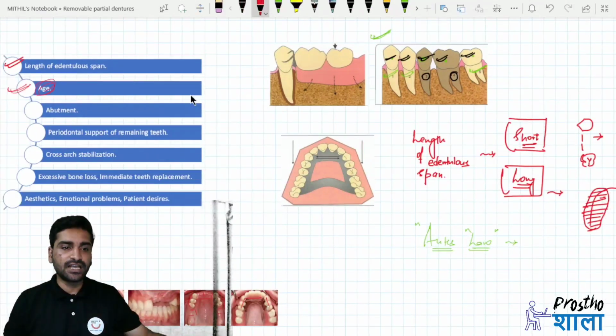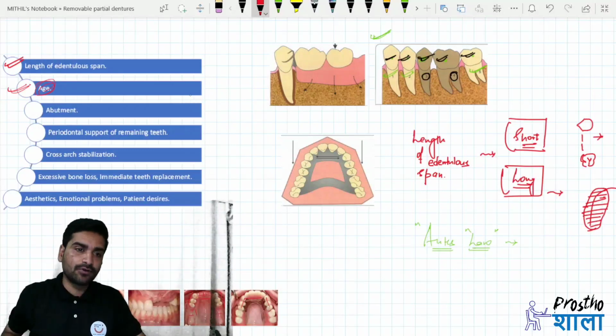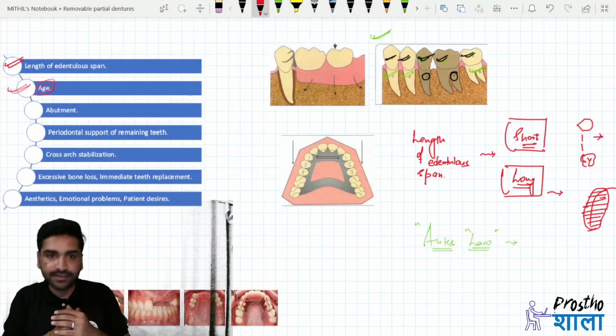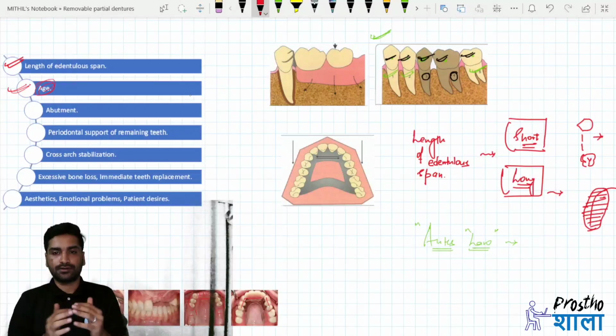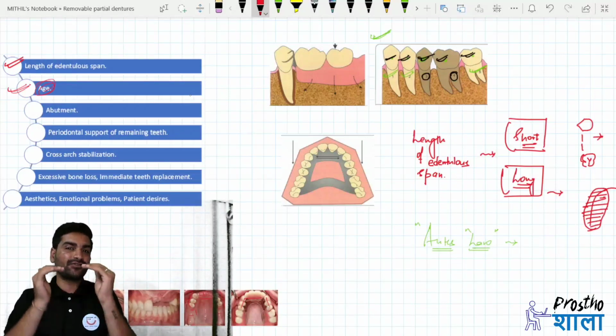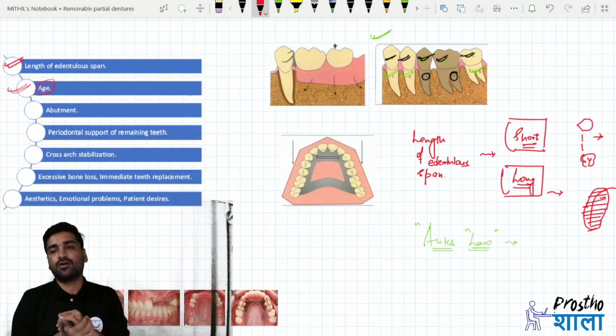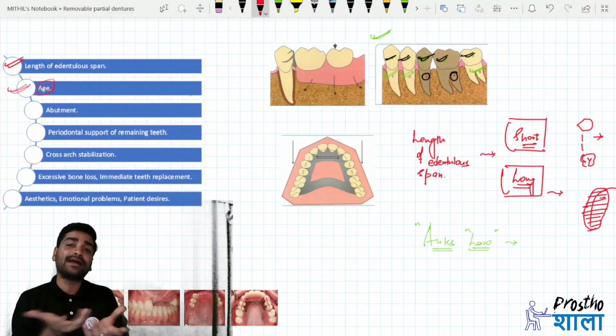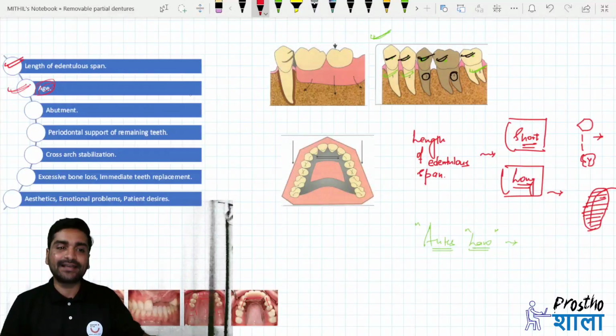condition, right? One more thing about the age factor is that when we talk about older patients, the teeth are usually worn out, right? And when the teeth are worn out, there is not an adequate height of the teeth present so that you can give a crown, right? So in those cases also you might have to go with an option like removable partial dentures.